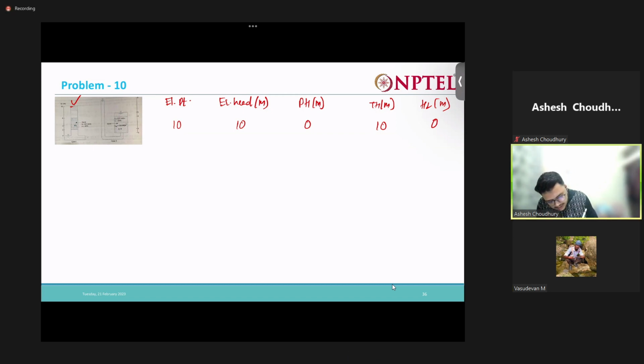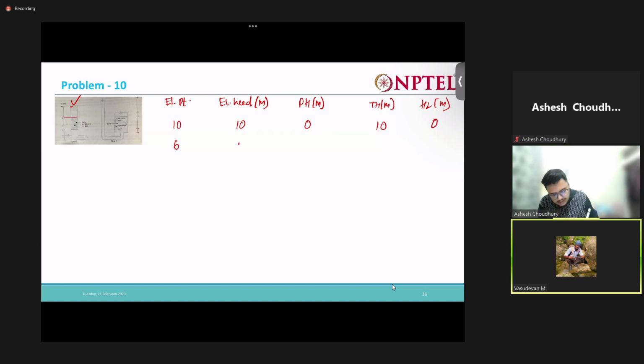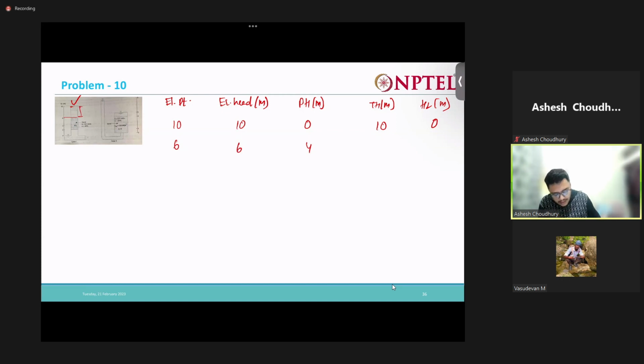Now for the sixth point, 6 here is the entry point. What is the elevation head? 6. What is the pressure head? 4, because this height is 4. The sum will be the total head, which is nothing but 10. So head loss is 0.